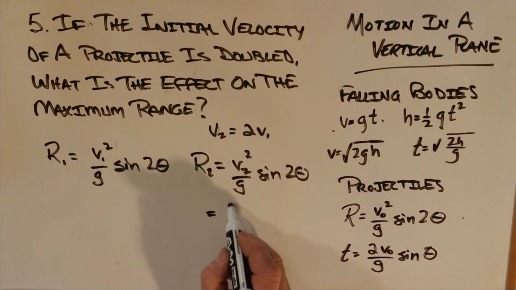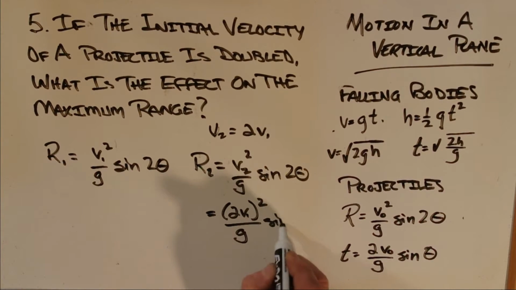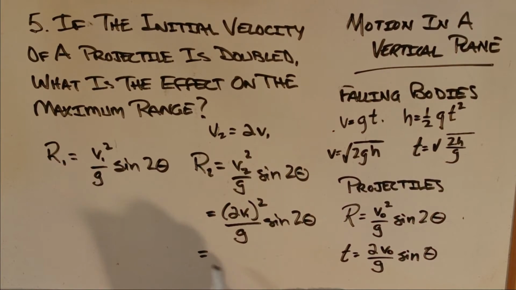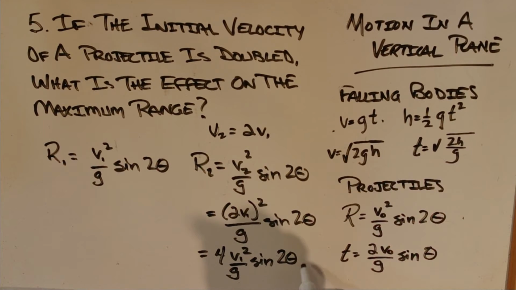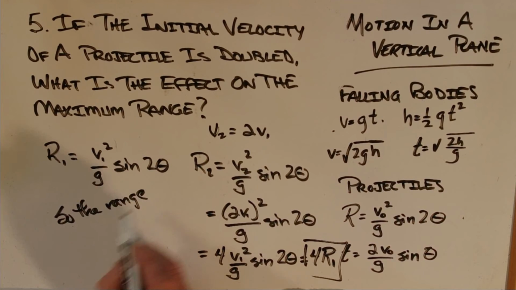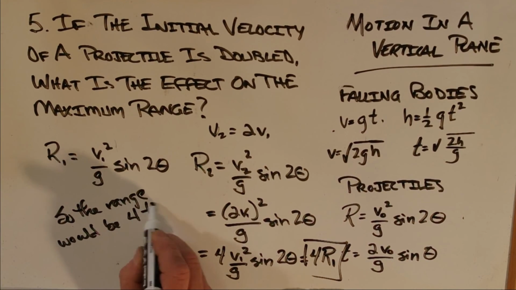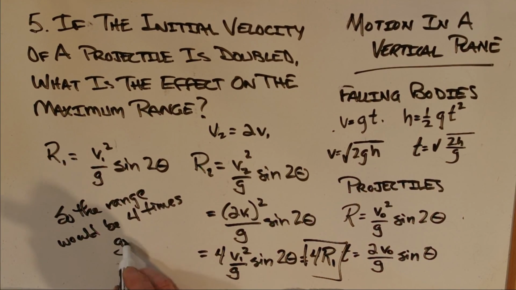But v2 is equal to 2v1, so we can substitute that in and have 2v1 squared divided by the gravitational constant times sine 2 theta, which is equal to 4v1 squared divided by g times sine 2 theta, and that is equal to 4 times r1, the range with the first velocity. And so it turns out then that if you double the initial velocity of the projectile, the range is 4 times greater. And that's the end of the set.